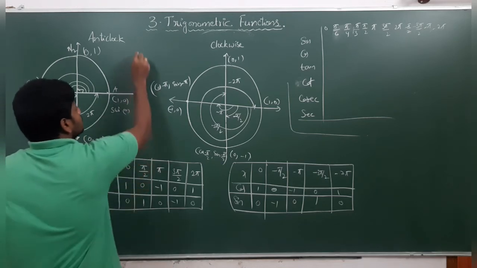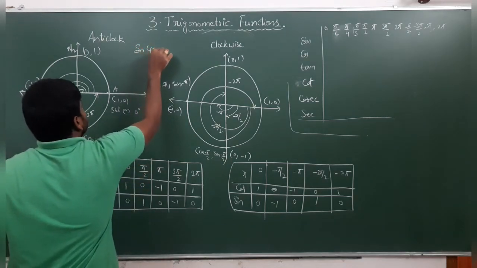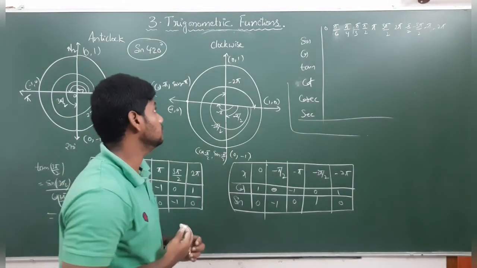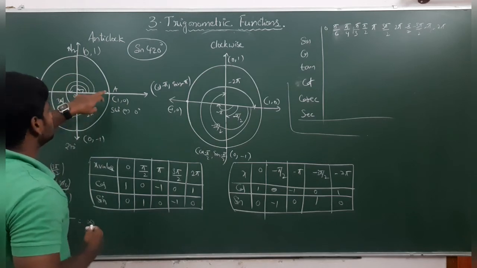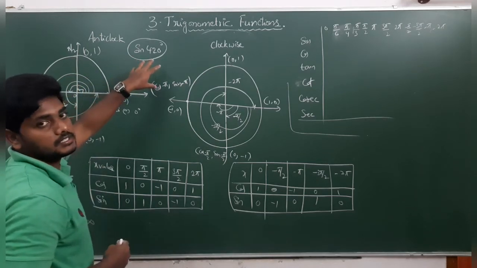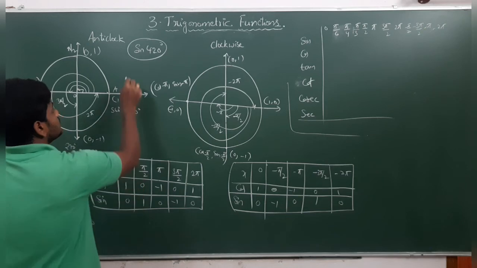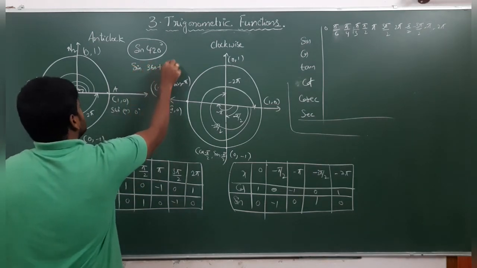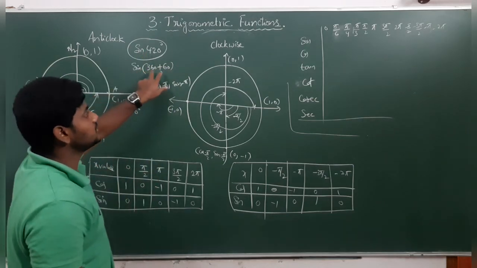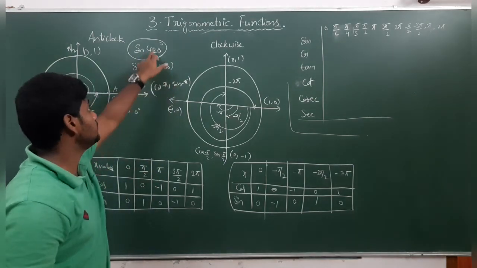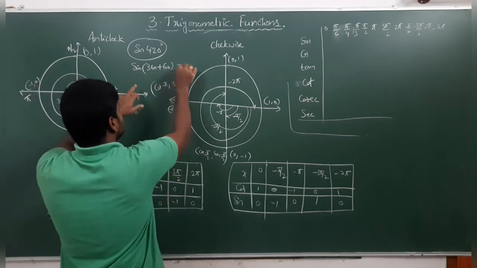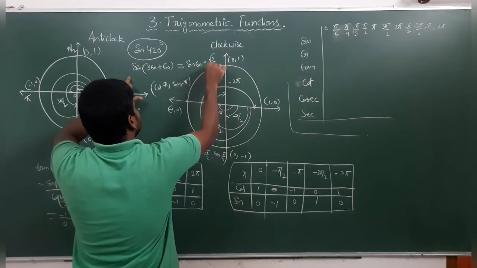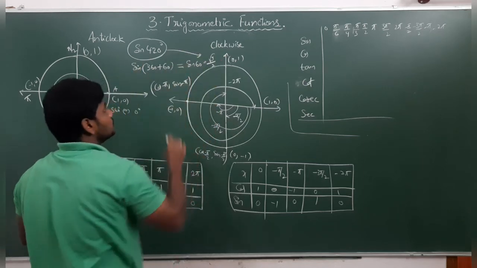See, for example, what is the value of sine 420 degrees? Do you know sine 420 degrees? No, we don't know. But by using these quadrantal angles, we can convert this into a very small angle. We can write sine 420 degrees as sine of 360 plus 60, because 420 is nothing but 360 plus 60. Now sine of 360 plus 60, I will write as sine 60, which is root 3 by 2. So sine 420 degrees is root 3 by 2.